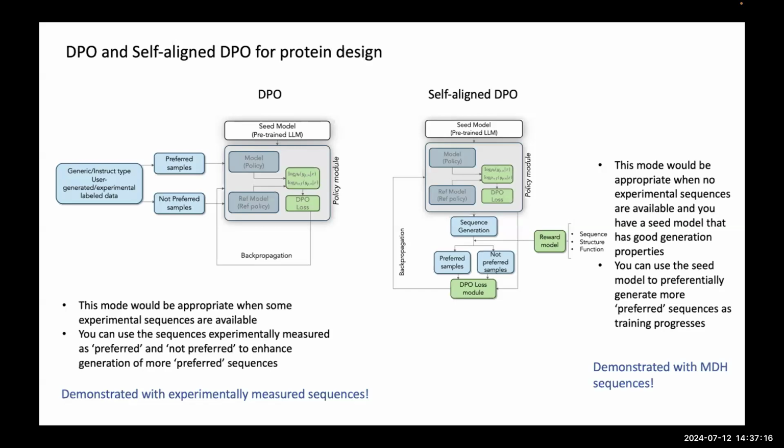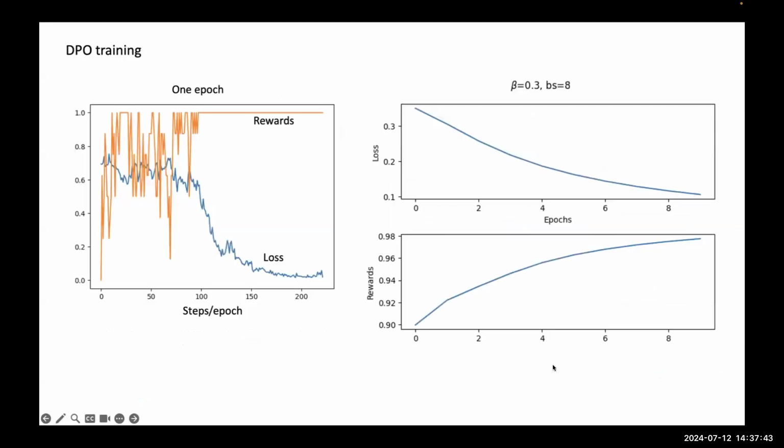Hence I call it self-aligned. And this is of interest to us because it fits very well in the context of a self-driving lab setup. If you don't have an external oracle providing you externally labeled sequences, and all you depend on is your own generative model, then this is the sort of approach you would want. So yeah, those are the two modes we have.